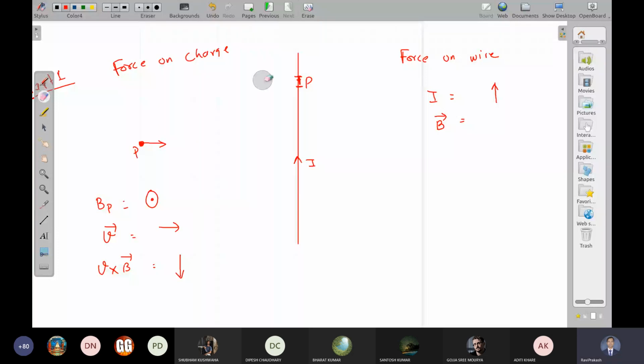I mean, how do you calculate force on this segment of wire? You must know the direction of current. You must know the magnetic field here. Then only you can calculate the force on this piece, right? So vector B, let us say instead of charge, let us say we have a current carrying wire here.